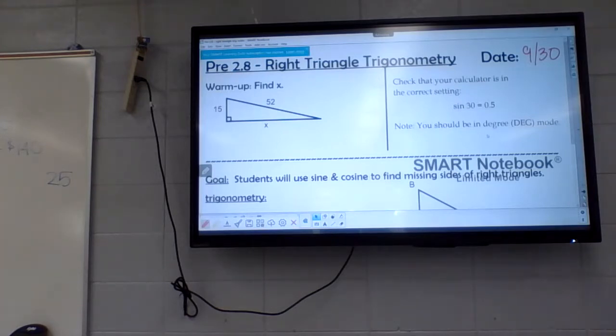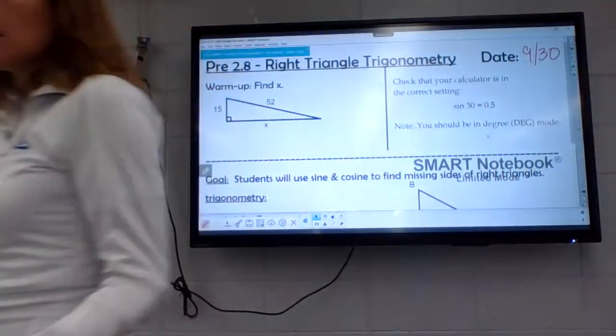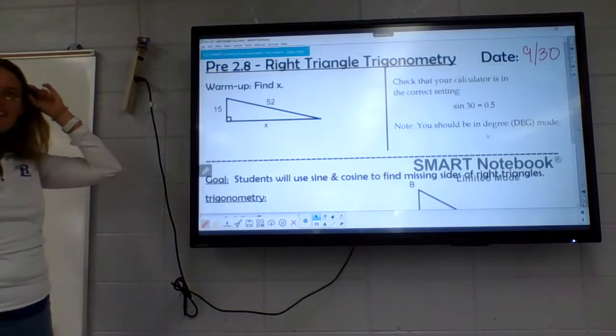So in the warm-up question, looking for x, how did you go about solving for that? Do you remember? Okay, do you know what you're using when you do that?